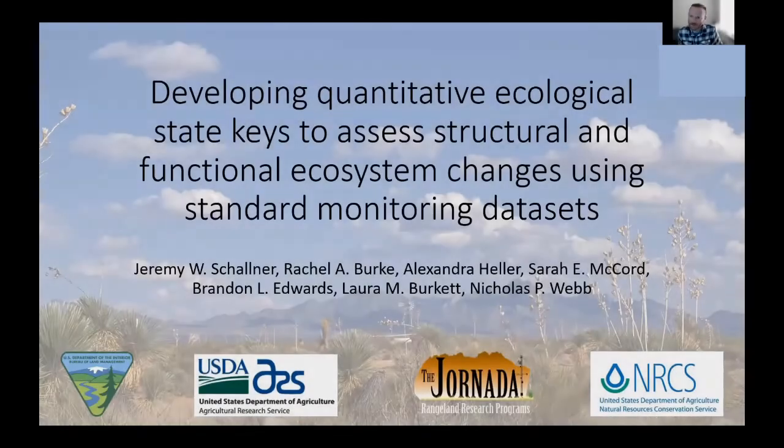To speak about some of my work on developing these quantitative ecological state keys and how they could provide insight into structural and functional ecosystem changes. I also want to thank my co-authors for their contributions, along with the BLM, NRCS, and the Jornada Experimental Range for supporting this work.